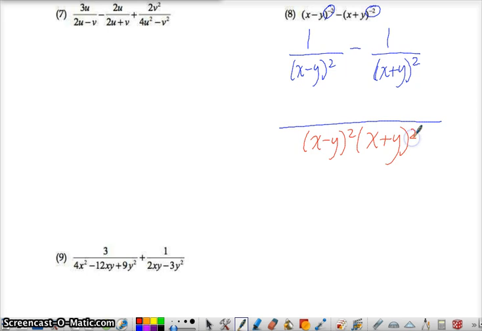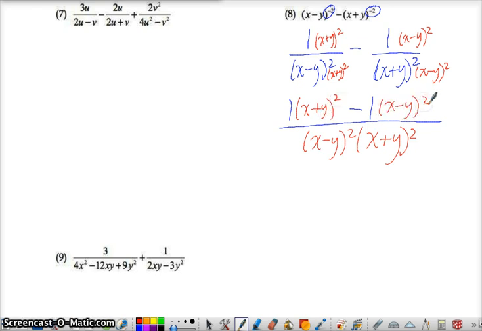I can only increase, right? So this one is x minus y, the quantity squared. What is it missing? It's missing x plus y, the quantity squared. And this second fraction has x plus y, the quantity squared, in the denominator, so what is it missing? It's missing x minus y, the quantity squared. So in my numerator I have 1 minus 1, but what are they missing? They're missing the x plus y, the quantity squared, and the x minus y, the quantity squared.